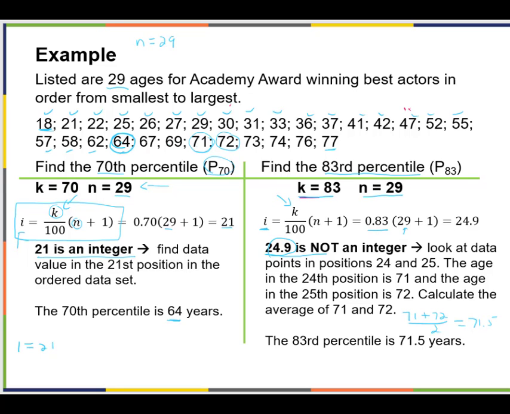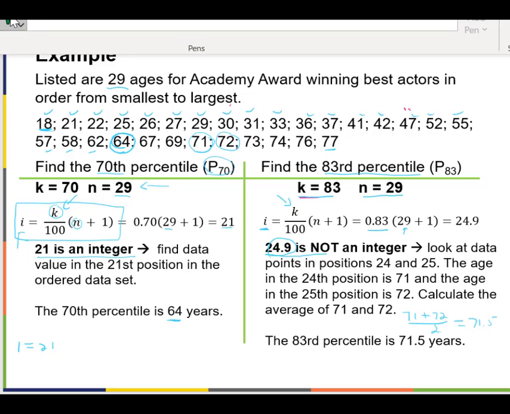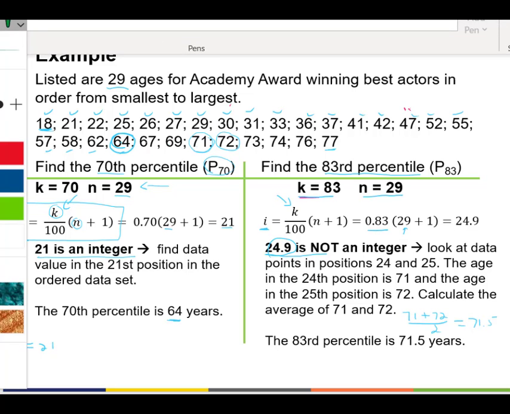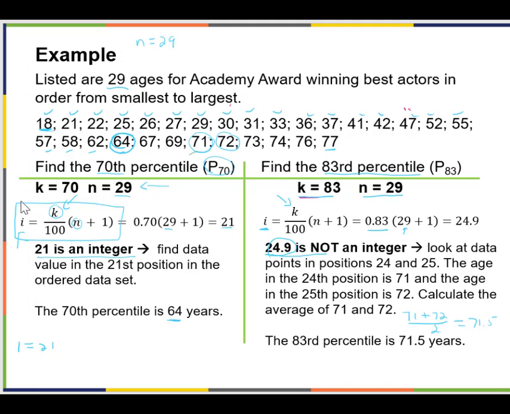I don't have a lot of room to write here, but let me change my pen color so it might help emphasize what I'm trying to communicate. This right here is the 24th position, and this right here is the 25th position. So when we calculated our 24.9, our 24.9 is in between here. And that's why we average those two data values.